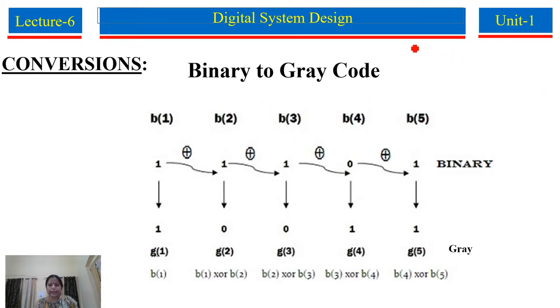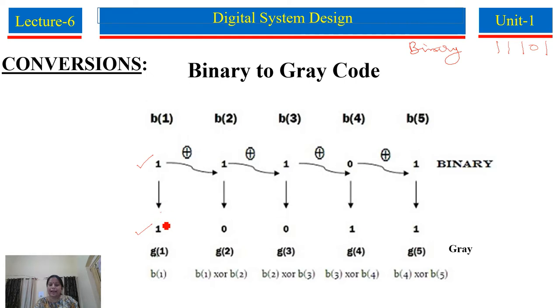So here I take one example of a binary number, that is 11101. This is binary and I want to convert it into gray. So, very simple approach. First of all, write the MSB as it is. MSB means most significant bit. So this bit, write as it is.